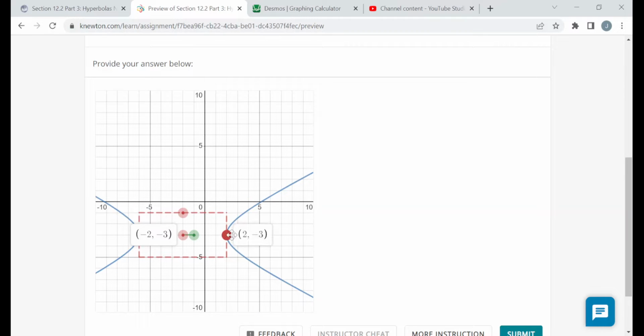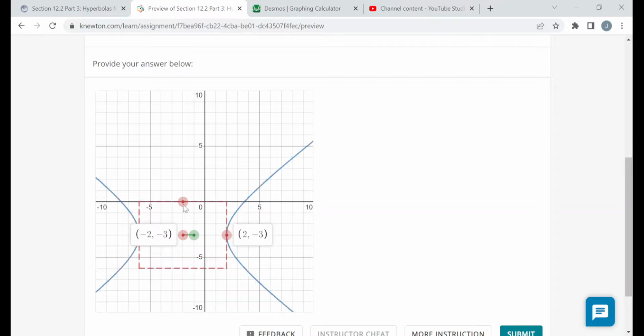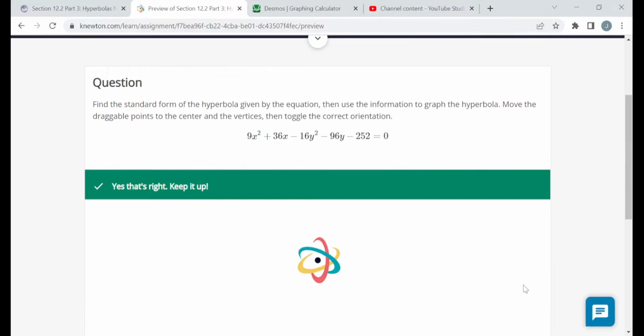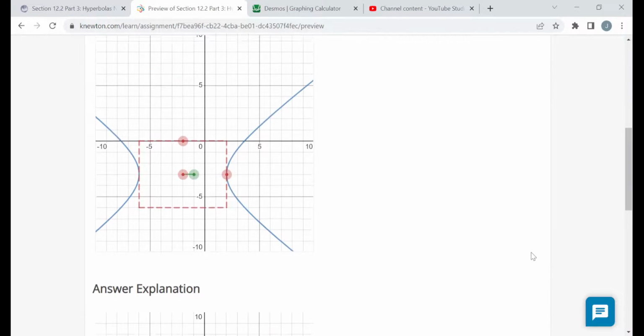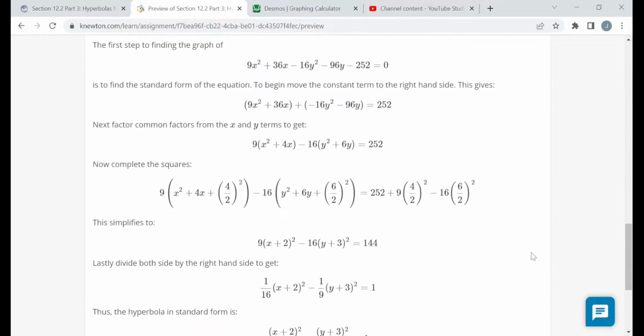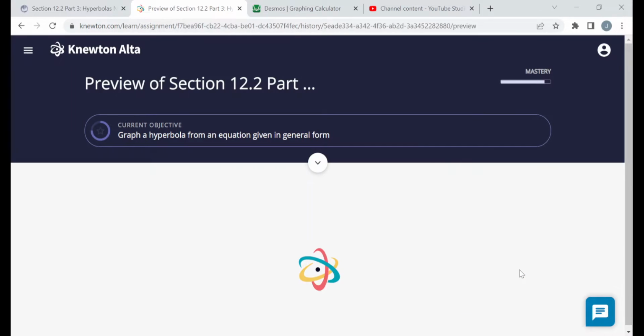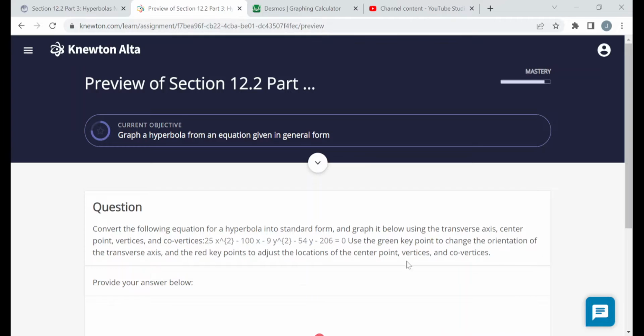That was at 2, -3. That's a vertex. And then the top and bottom of this box were where the co-vertices were, with 3 units above and below. So there. And that should be the same picture that I drew by hand. And again, you can check Desmos too. Wonderful. Alright, and I should have just one more of these, which once I write the equation, I am just going to go straight and graph it on the assignment.